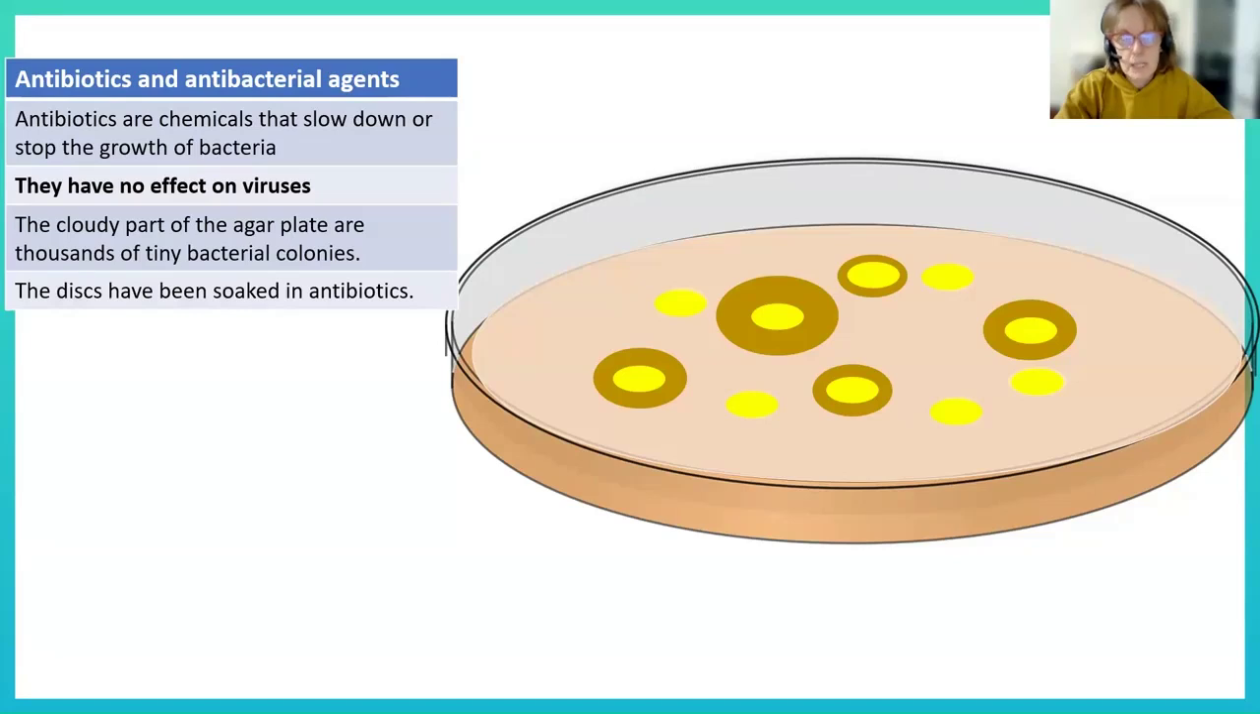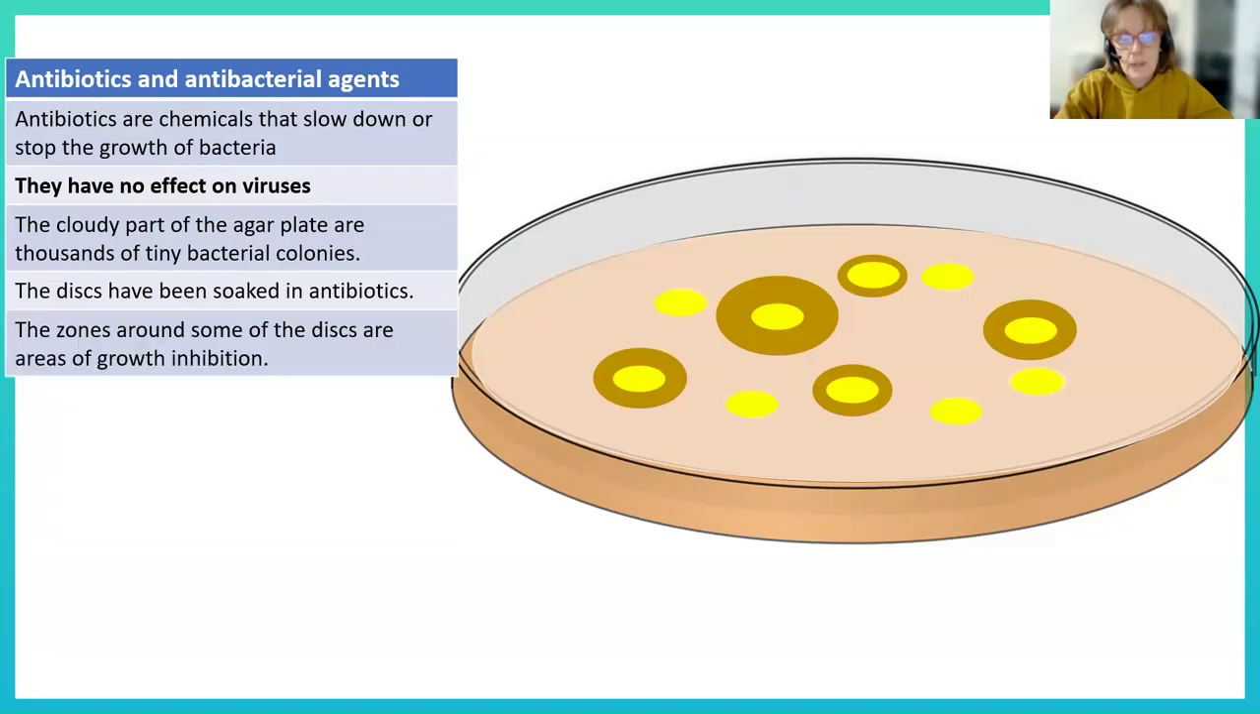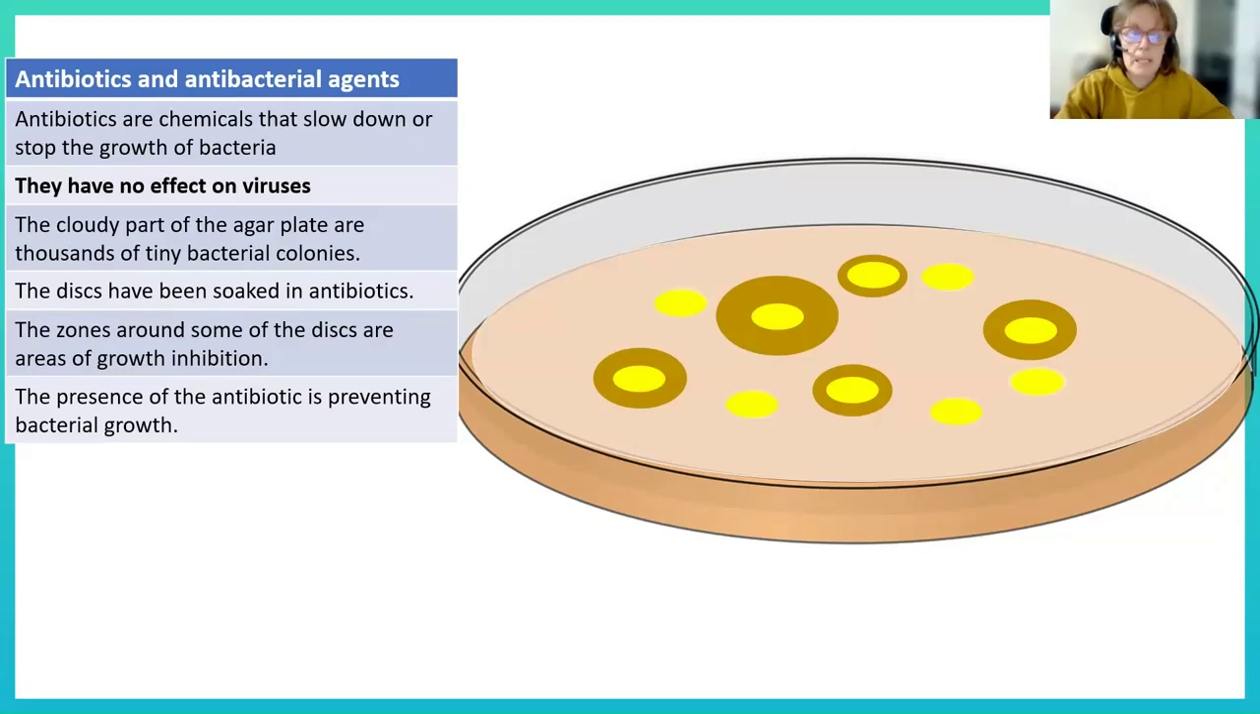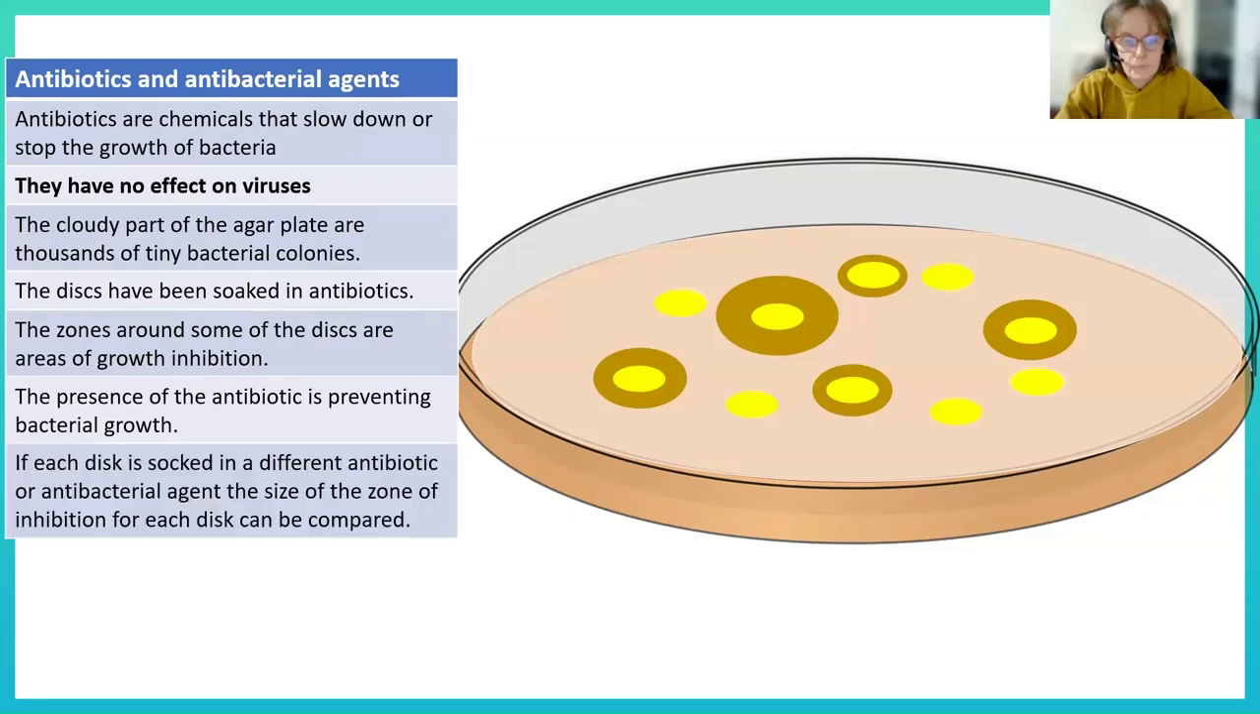Those little discs in yellow have been soaked in antibiotics, and you can see there's zones around those discs where there's no bacterial growth. And we call these areas zones of inhibition, or inhibition of growth. What is happening on these discs is the presence of the specific discs where you can see a zone of inhibition. The bacterial growth has been inhibited because of the presence of the antibiotic on those discs. So if we wanted to test the sensitivity of bacteria to a particular antibiotic, we could soak all the discs in a different antibiotic and then have a look at which one had the largest zone of inhibition. That would be most effective.